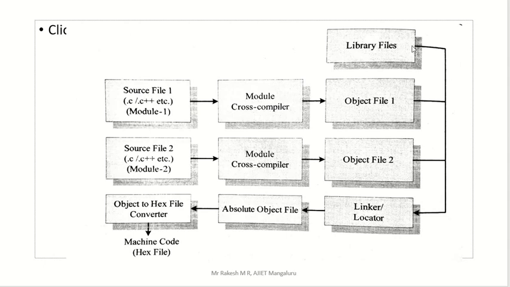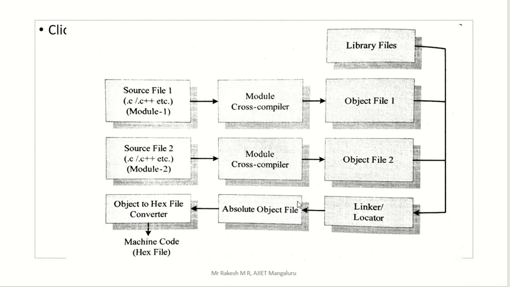With that we are going to add a library file also, and combinedly we use one linker bar locator tool to convert this into an absolute object file. I told in the previous slide why we convert the object file to absolute: in the object file we have all instructions in machine format, but the address for each instruction is not mentioned. In the absolute object file, the absolute address for each instruction is mentioned. That happens by using that tool, the linker bar locator tool.